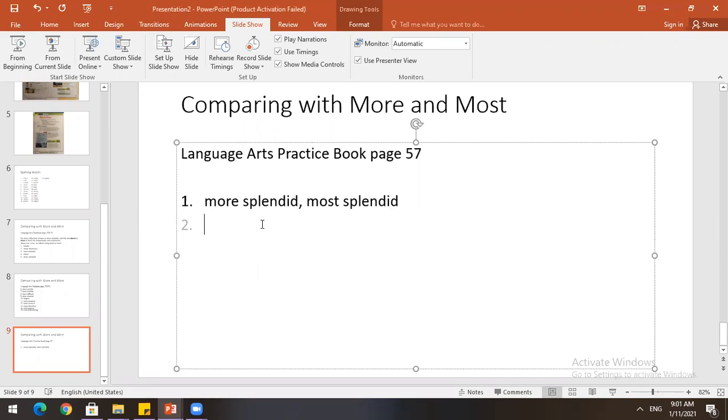Plentiful. B. B, more plenty, most plenty. Well, look at the word. The word is plentiful. This is the adjective, right? So we can't change it. We can't remove the IFUL and change it to Y. A. A, right? Because if it was plenty, then it would be B.